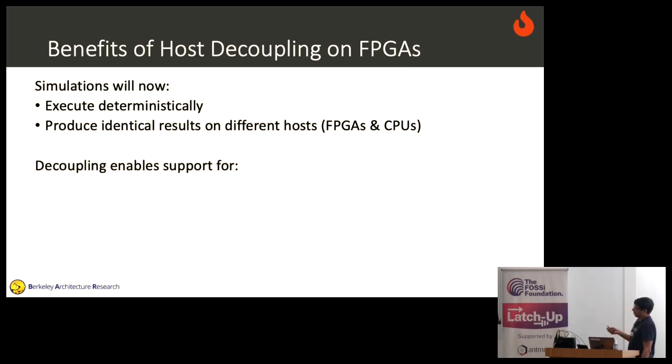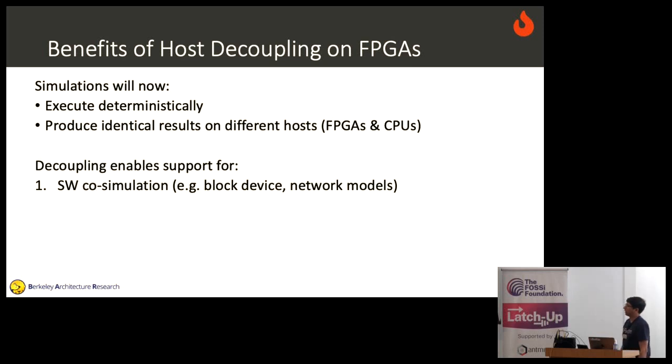And when we have decoupling, we get a couple of nice things. I won't be able to touch on all of these in this talk, but there are a bunch of references to papers that you can take a look at later on. The first is software co-simulation. This is prolific throughout FireSim. We use this for various sorts of things. The idea here is that we can have software models sitting on the host machine that talk to hardware models sitting on the FPGA. So things like the block device and the network modeling that I'll show you later on take advantage of this functionality.